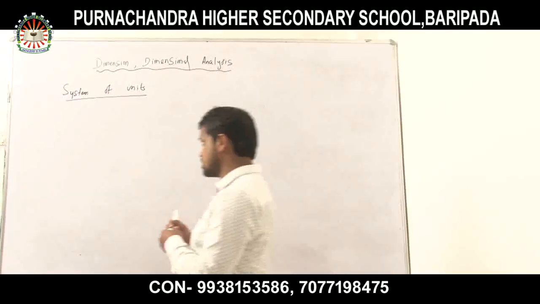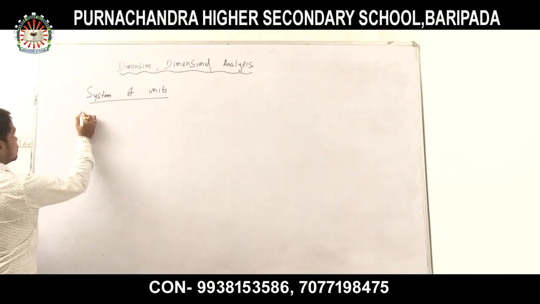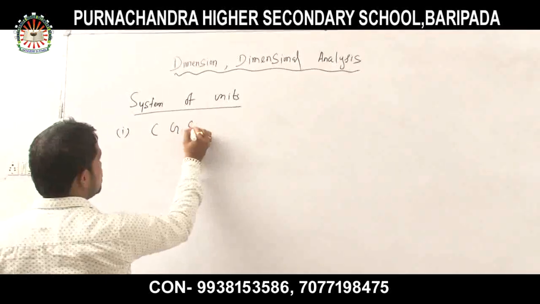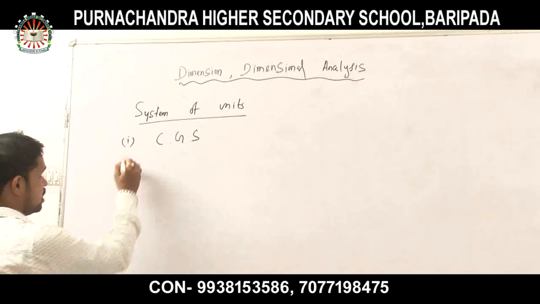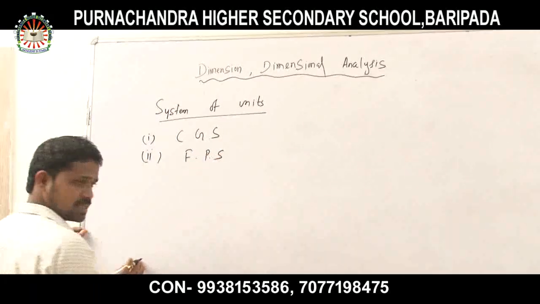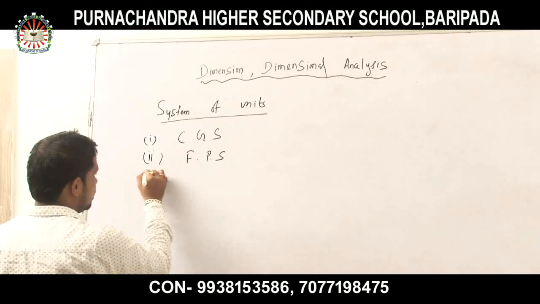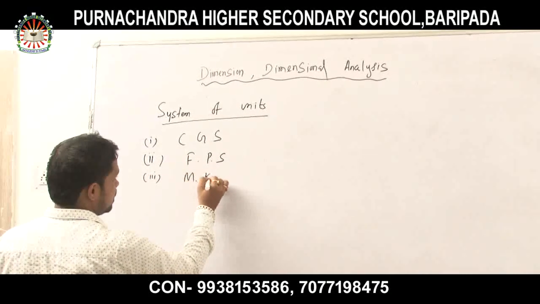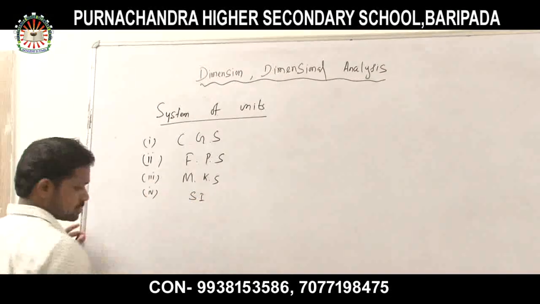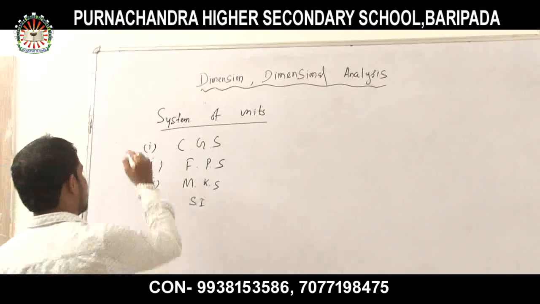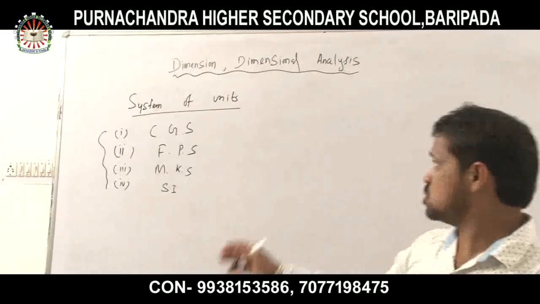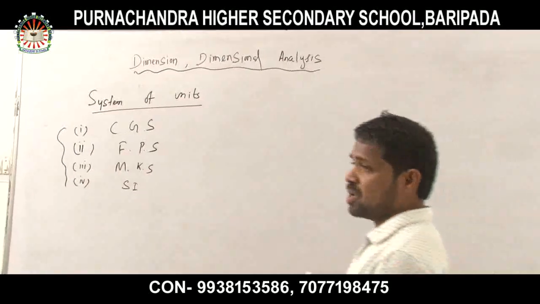Let us discuss. The first one is CGS. The second one is FPS. The third one is MKS. The fourth one is SI. Clear? So these are the four types of system of units. The first one is CGS. What does CGS stand for?